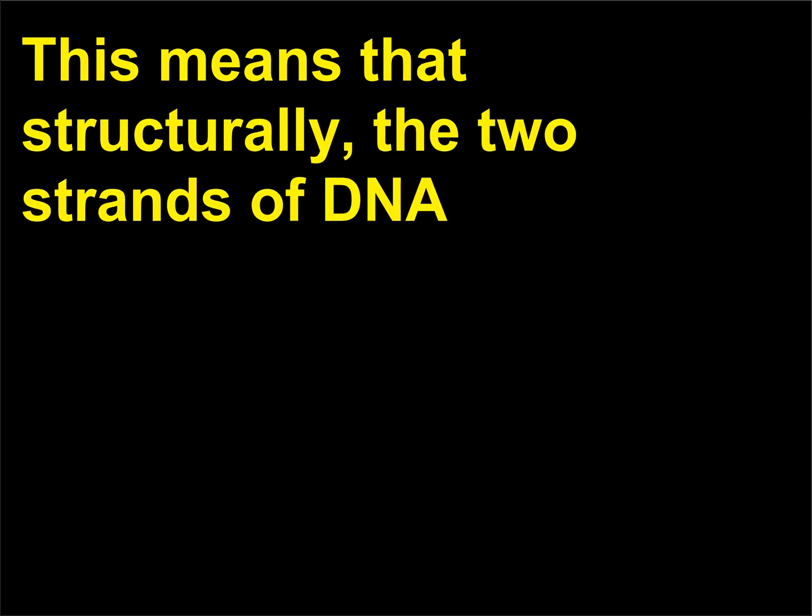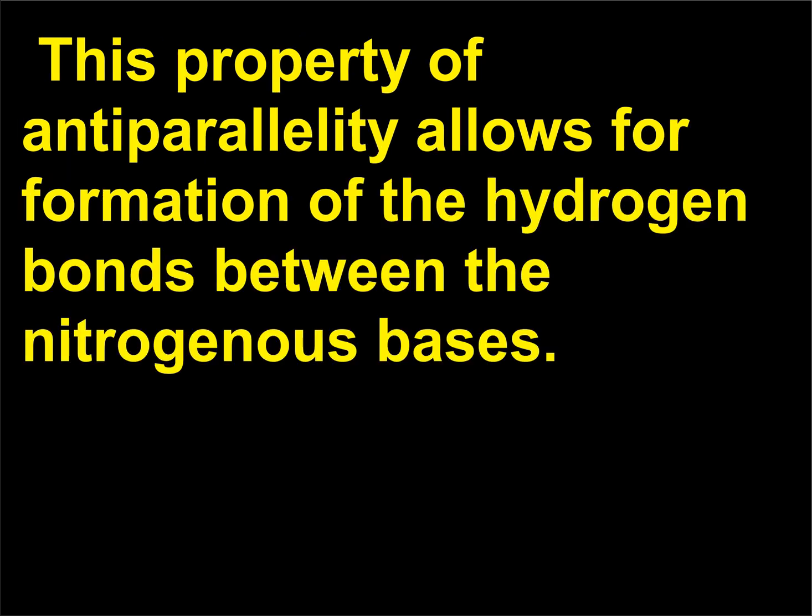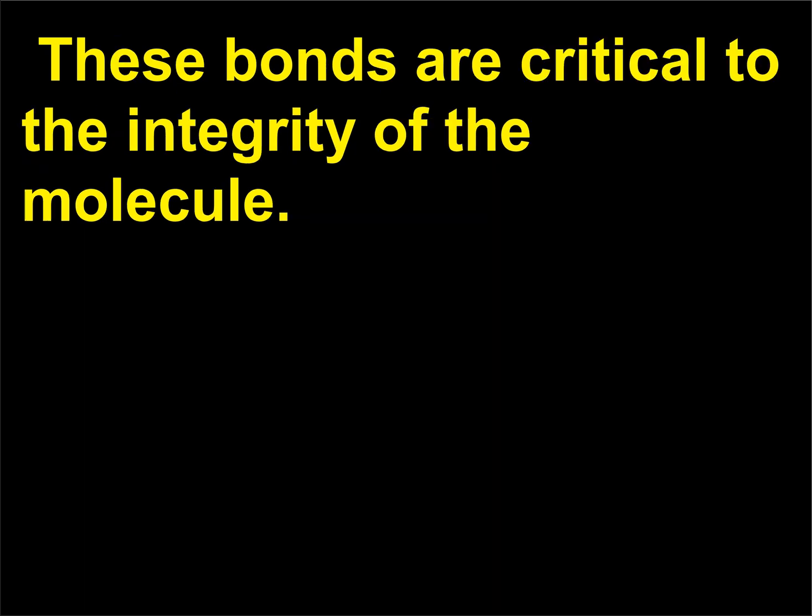What does this mean? This means that structurally, the two strands of DNA, the two sides of the ladder, run in opposite directions. This property of antiparallelity allows for formation of the hydrogen bonds between the nitrogenous bases. These bonds are critical to the integrity of the molecule.